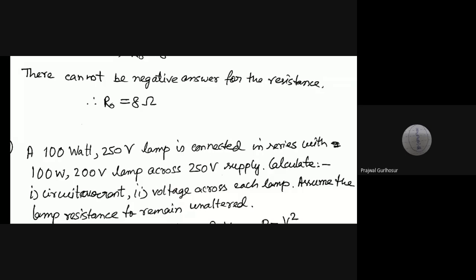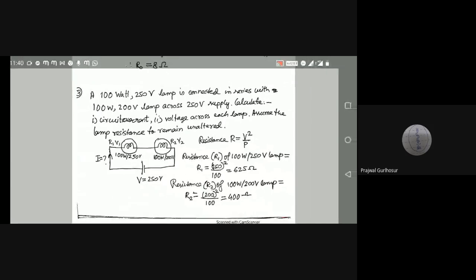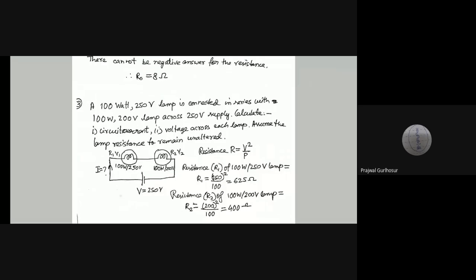There may be some calculation mistakes for those who did not get this result. I'm showing how. R1 is 625 because it is 250 square by 100, and R2 is 200 square by 100. So 250 square by 100 equals 625, and 200 square divided by 100 is 400. Just see this, I am scrolling down. This is R1 and R2.